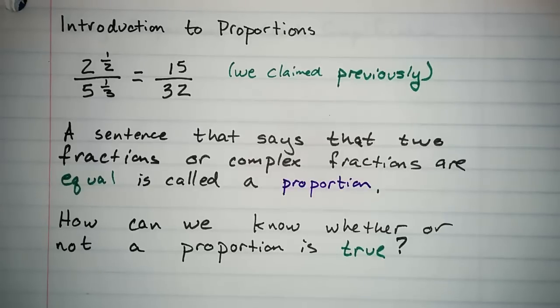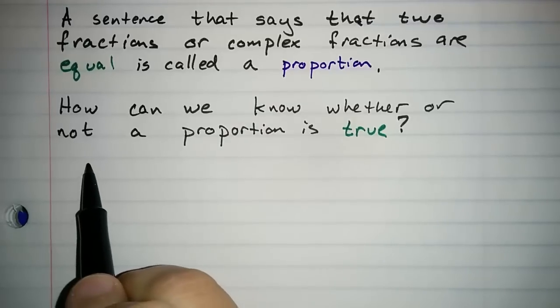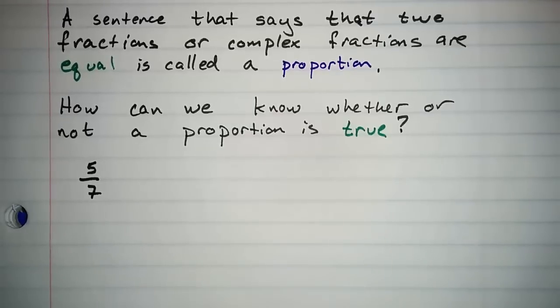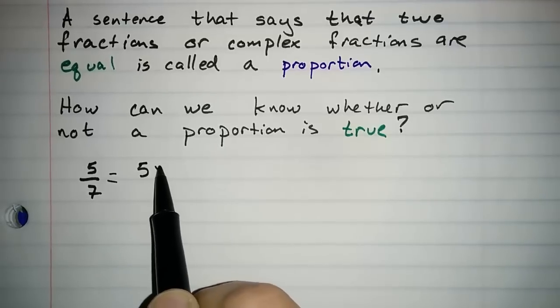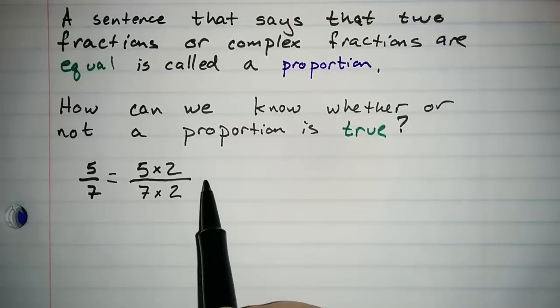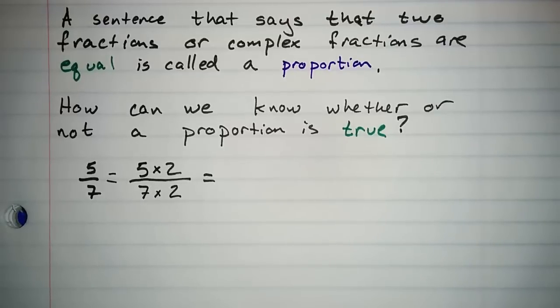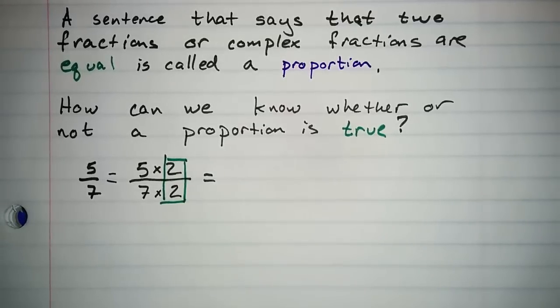Before we use this on complex fractions, let's think about what happens with ordinary fractions. Let's say I did this. I'm going to start with the fraction 5/7. And I'm going to multiply the numerator and denominator both by 2. Again, you see I'm multiplying the numerator and denominator by the same number, so that's going to give me an equivalent fraction, 10/14 in this example.